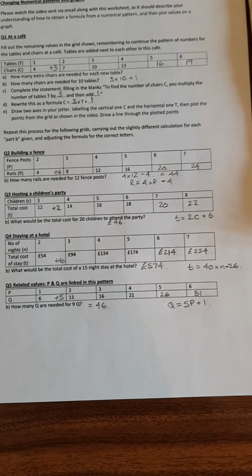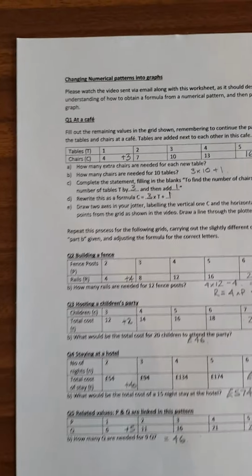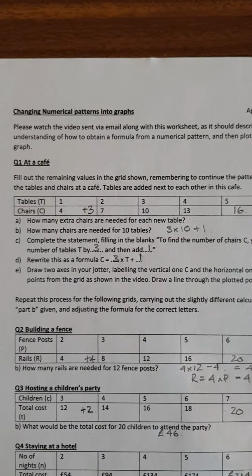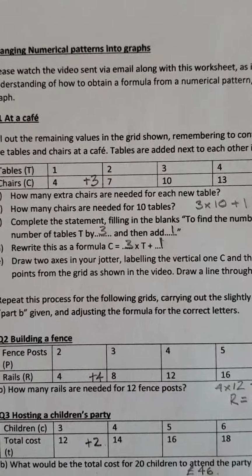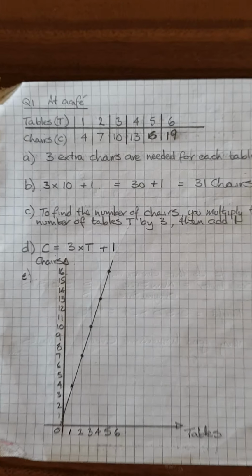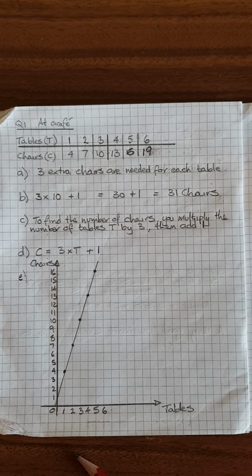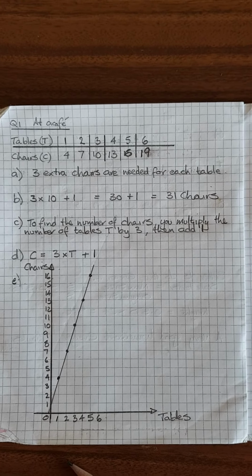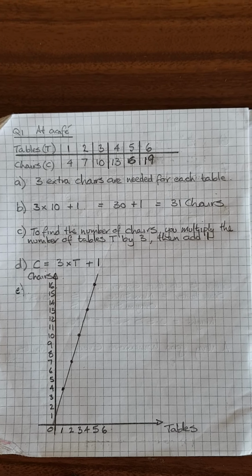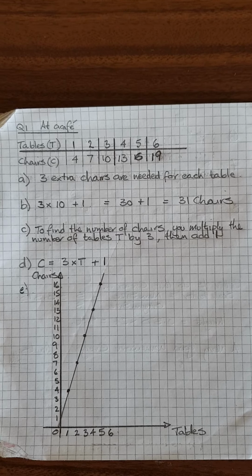What the question asked you to do was, for part A, work out how many extra chairs were needed for each new table. So for my first example, that was an additional 3. What I've done is I've worked out solutions. When I have to work out how many for 10, that's 3 times 10 and then an extra 1, so 30 plus 1 is 31 chairs.